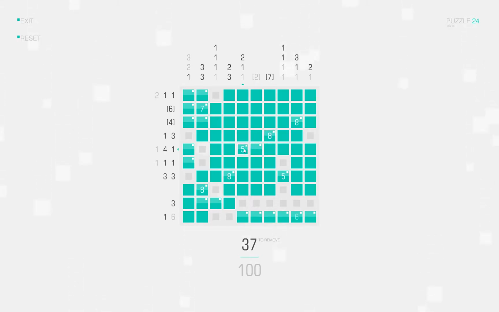Because 5 and 8 cannot connect. If 8 goes there, we connect to 5. If 8 goes there, we connect to 5. So we remove both of those. So in this line, we have now our 4, and then 1 here somewhere.